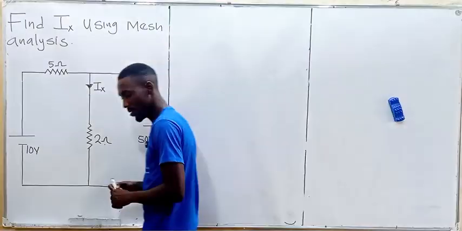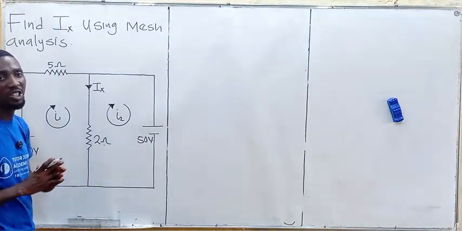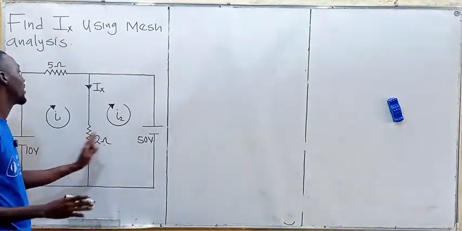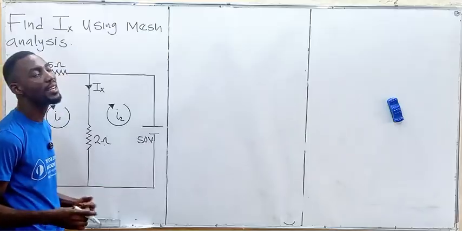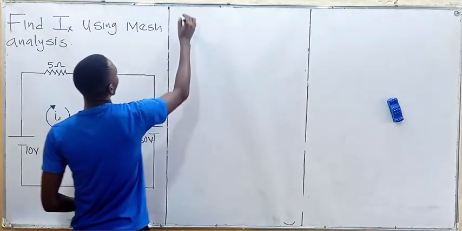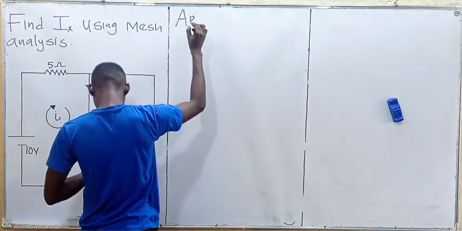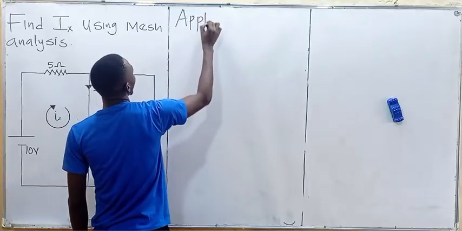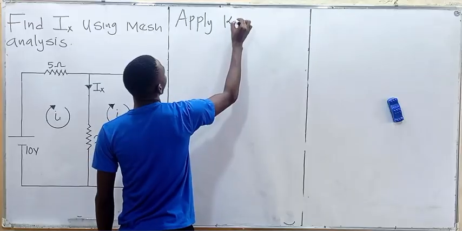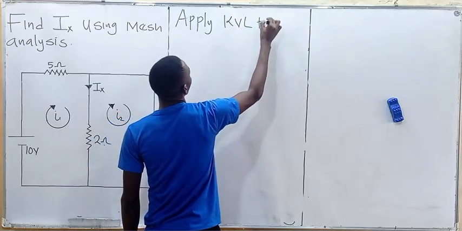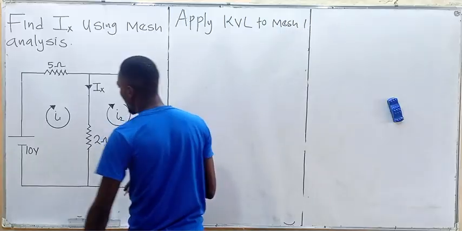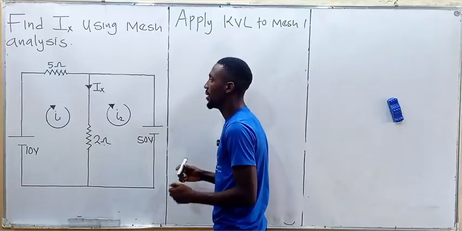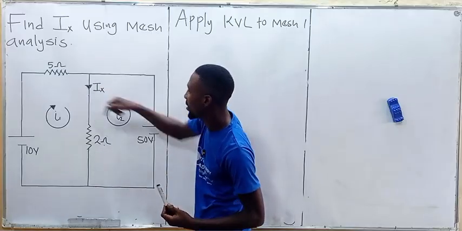All right, so we have assigned our mesh currents, mesh current 1 and mesh current 2. The next step is to apply the Kirchhoff voltage law, KVL, to mesh 1. And you know that here is our current, and here is our direction.